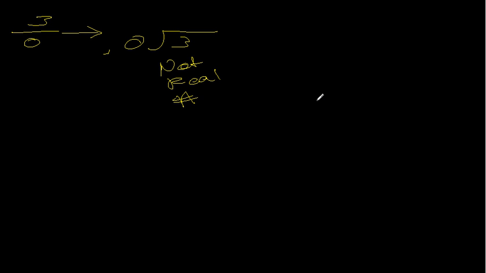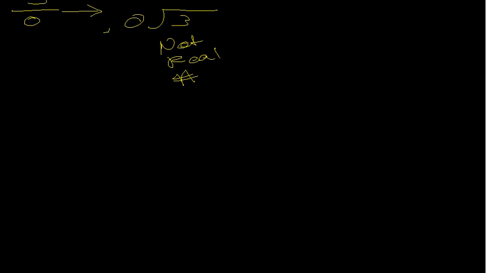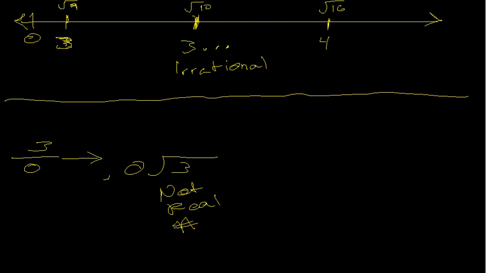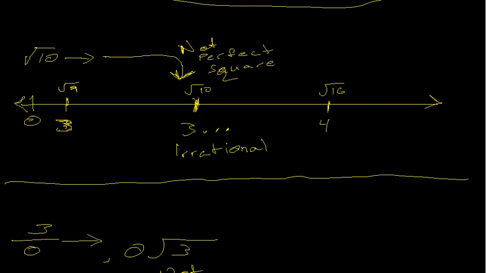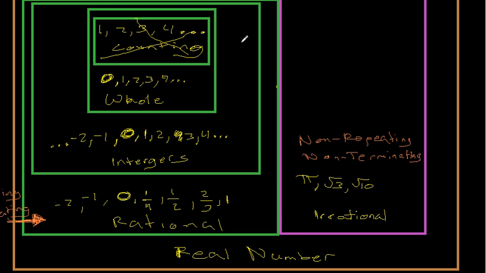False. It's not a real number. And hey, where does 3 over 0 land in our number system? Nowhere. Why not? Because it's not real. Wait, I just heard that it's irrational. Does 3 over 0 create a decimal that does not repeat or terminate? No. So therefore, it's not a part of the irrational system.